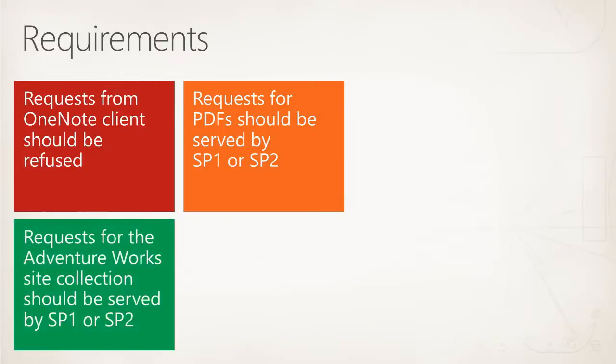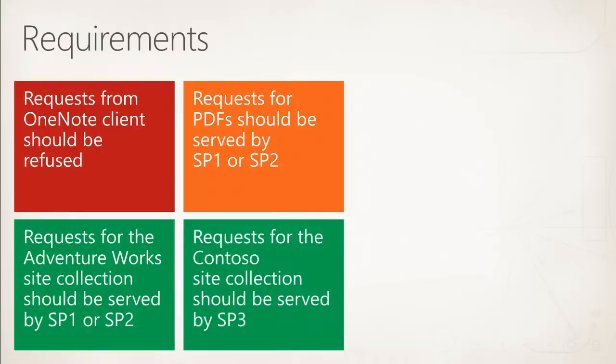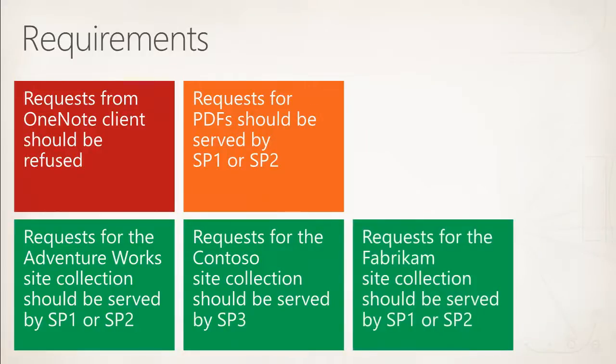Then the requests for the AdventureWorks site collection should be served by SP1 and 2. Requests for Contoso are so special, right? They're the biggest company on earth, right? So they need their own web server, right? And this is the world's biggest web server, the most memory. It's all SSDs and everything. So I wish, but anyway, they're special, so they get their own web server. And Fabricam will go to the other 2 machines. So that's what I want to deploy.